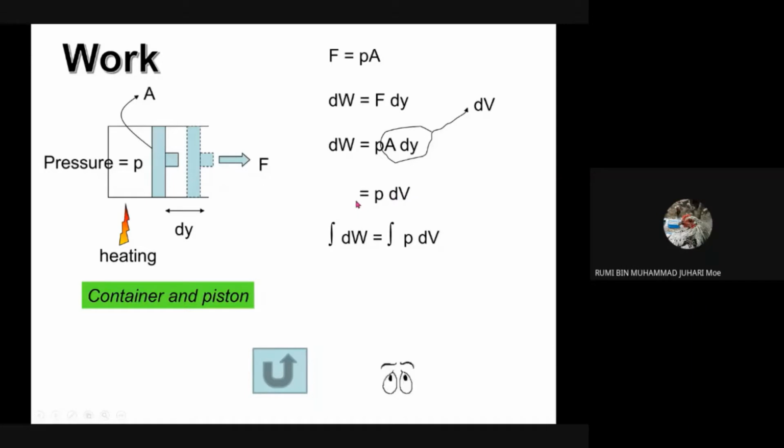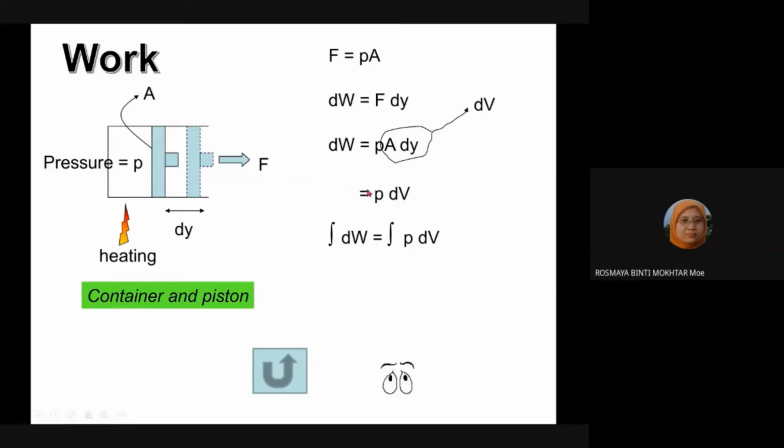How do you get from PA dy to P dV? Imagine this is a cylinder. So it's the volume of a cylinder: cross-sectional area times the height of the cylinder. Can you imagine that? And W is work. From Form 4, Form 5, work is force times distance.